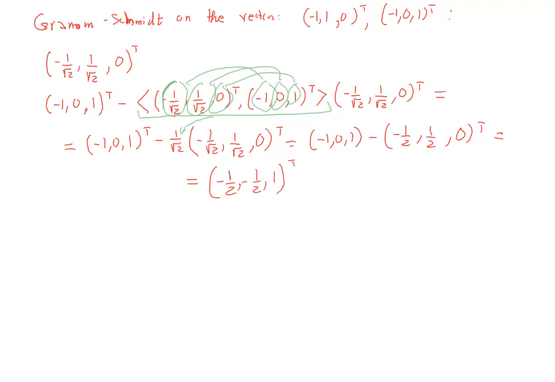And remember, this is the situation where you might as well simplify it before normalizing. How do you simplify this? Just factor out 1/2. If you factor out 1/2, you're staying with -1, -1, 2. Okay, so that's the vector that I'm going to normalize.